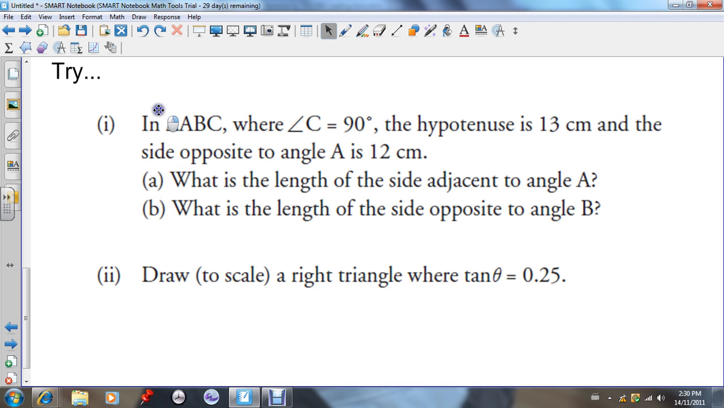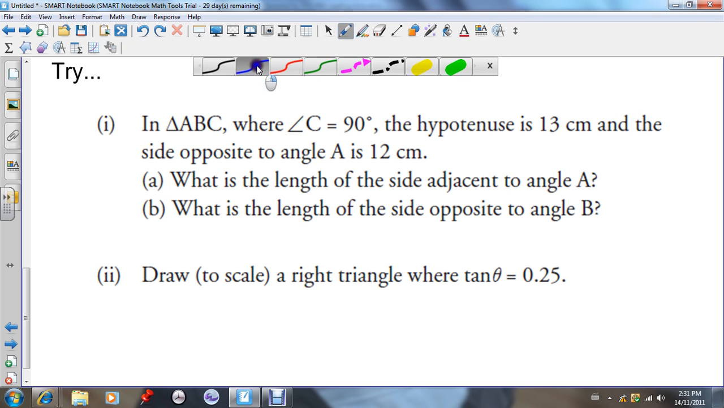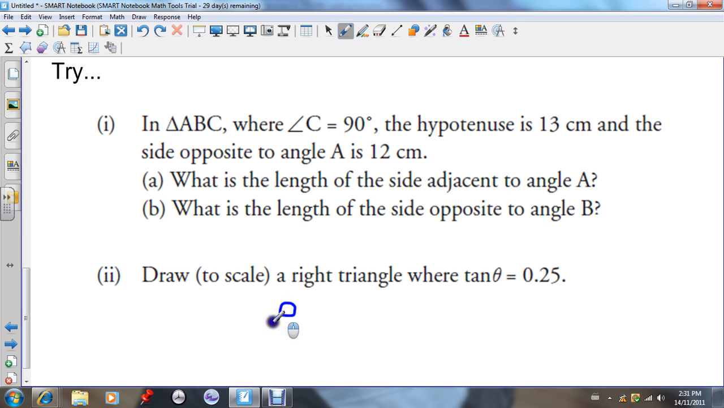Also, I want you to try number 2. Draw to scale a right triangle where tan theta equals 0.25. So what you're going to have to do is come up with two side lengths where the opposite side divided by the adjacent side has to equal 0.25. Why? Because it says draw to scale a right triangle where the tan of theta equals 0.25.